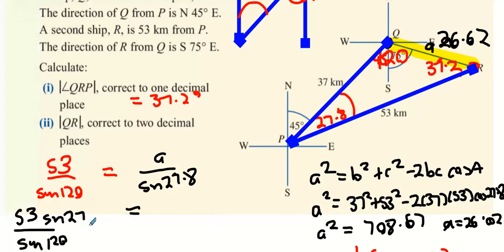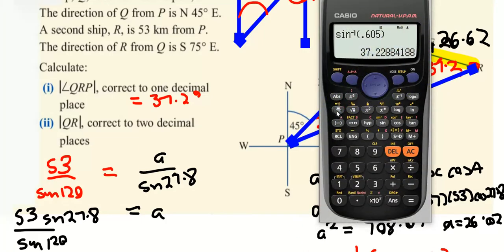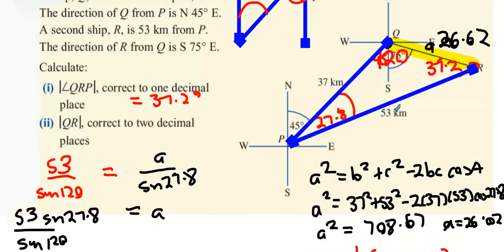Well, lads, will you throw that into your calculator and tell me what you get? If you don't get 26.6, something's up. So 53 sine 27.8 divided by sine 120. 28.54. Did I? Oh, it's 22.8. Oh, so lads, that's 22.8.